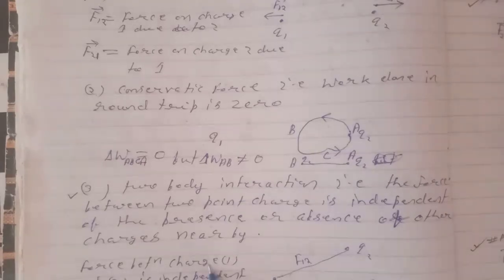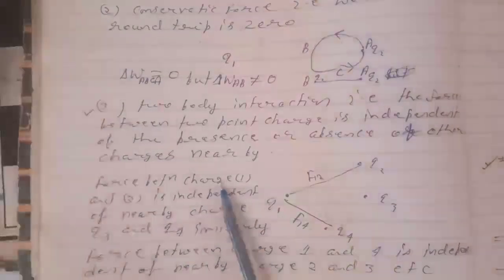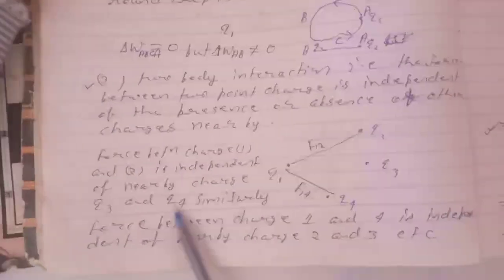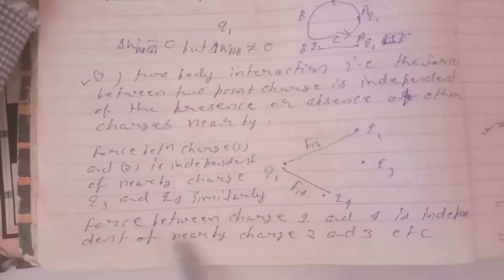So the force between charge 1 and 2 is independent of the nearby charges Q3 and Q4. Similarly, the force between charge 1 and 4 is independent of the nearby charges 2 and 3, etc.